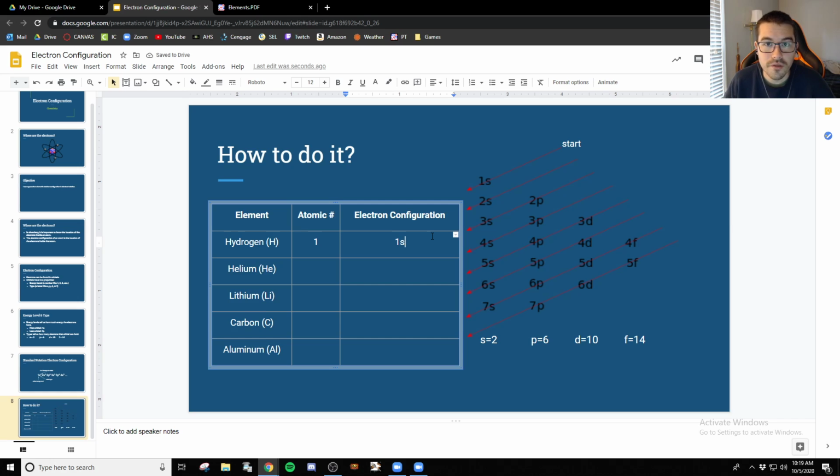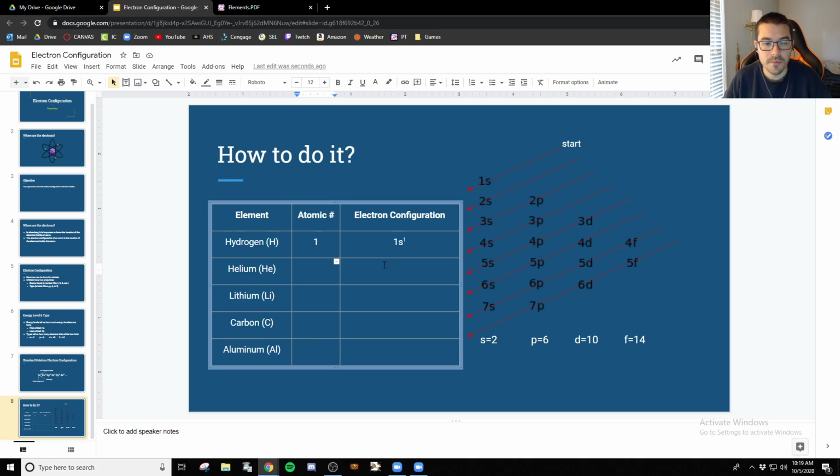Then I'm going to put electrons in there until I run out of electrons or until it fills up. Well, I only have 1 electron. So I'm going to put my 1 electron in there. And that's it. I'm done. That is the electron configuration for hydrogen. It's just 1s1.